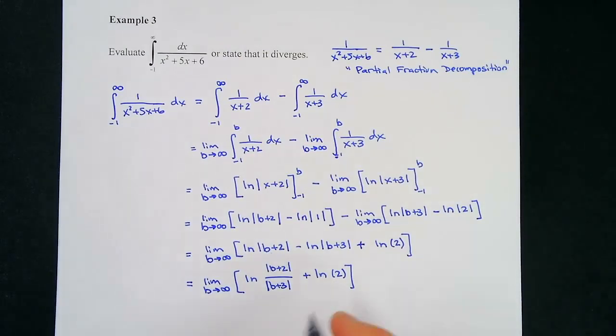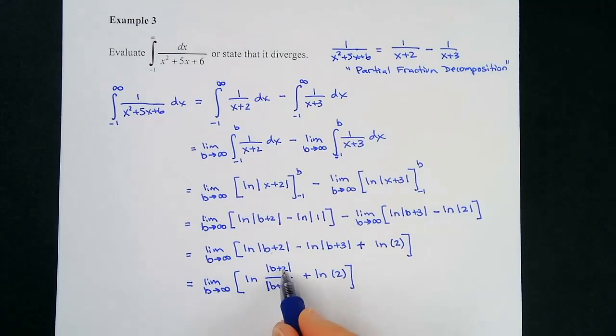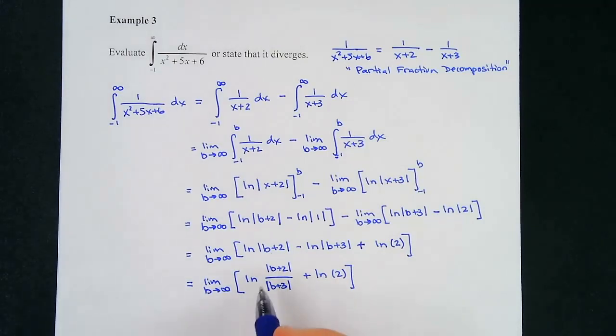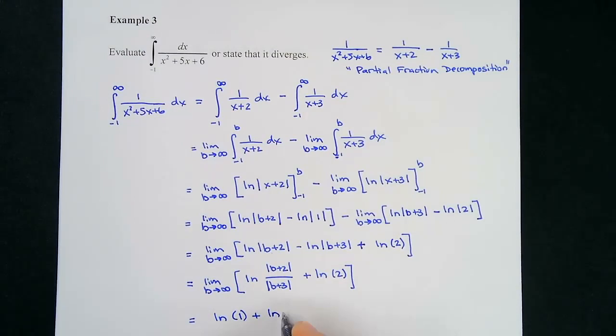Okay, so back to this, because the bell rang. All right, right here, what we were saying is, okay, this plus 2 is insignificant, the plus 3 is insignificant. So really we have the absolute value of b over the absolute value of b. Well, that's just 1. That's the natural log of 1, right? So when we go to do this, this really becomes ln of 1 plus ln of 2.